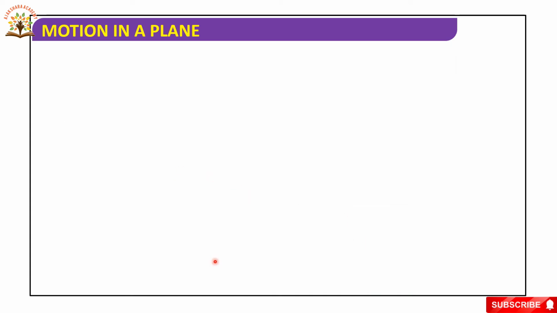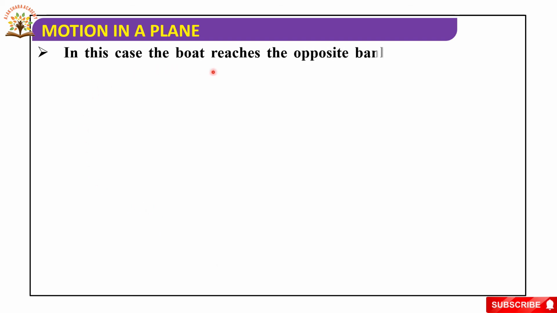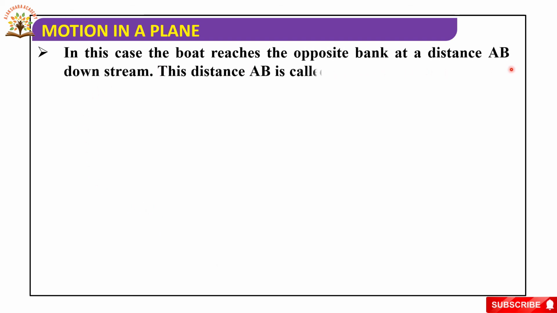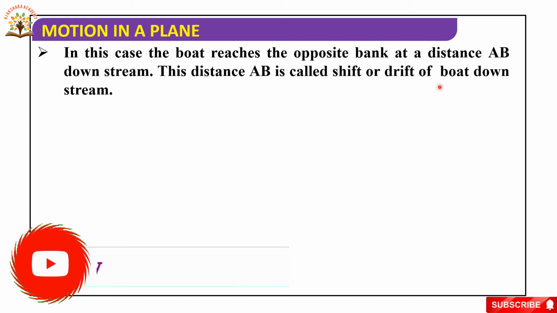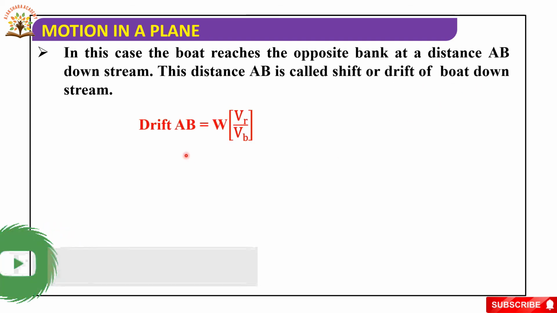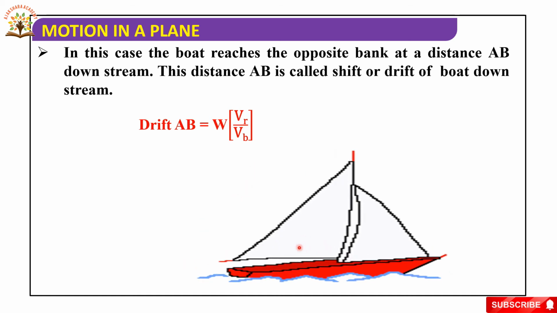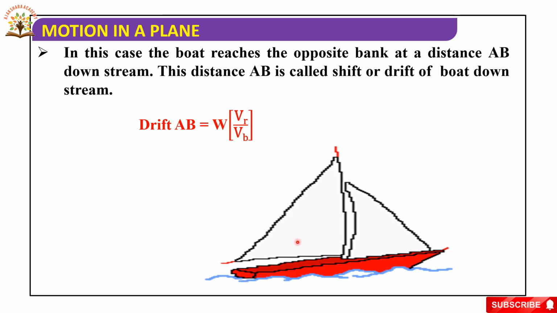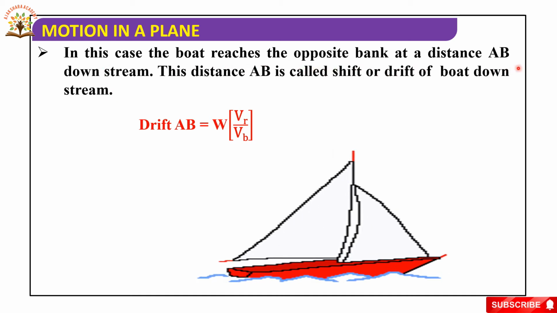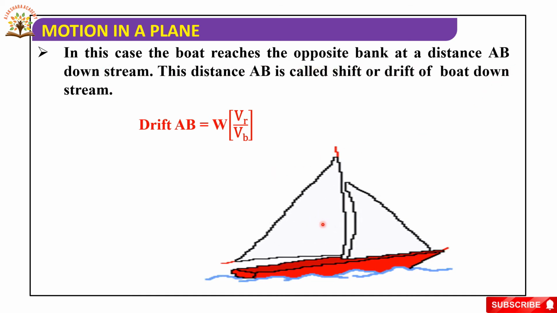Now we'll discuss. In this case, the boat reaches the opposite bank at a distance AB downstream. This distance AB is called shift or drift of boat downstream. So drift AB equals w into vr by vb.